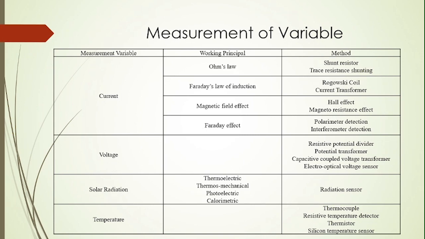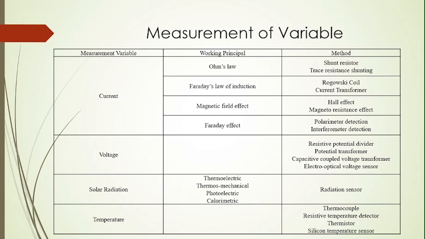So measurement of the monitoring variable is a sensitive and crucial part of energy monitoring systems. These variables depict the condition of PV systems and the atmosphere around it, which helps maintain the stability of the system and prevent it from any forthcoming faulty conditions. The parameters of PV modules and the atmosphere that reflect the major contribution, such as current, voltage, temperature, and solar radiation, as you can see in the table, are measured based on working principle. For example, current can be measured by the working principle of Ohm's law, Faraday's law of induction, magnetic field effect, and Faraday effect. Now, these working principles have different methods of measurement for which different sensors are used.